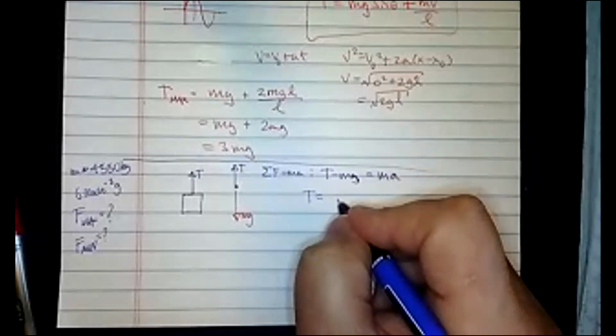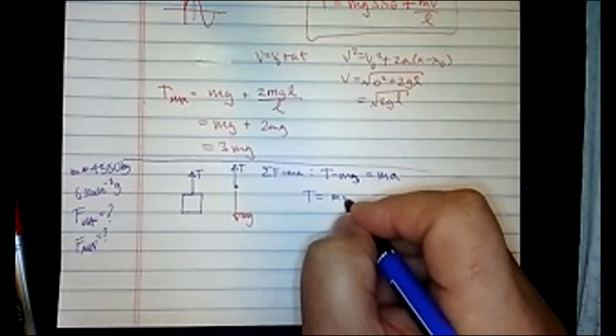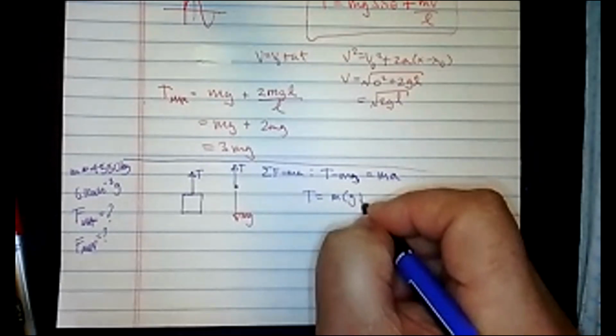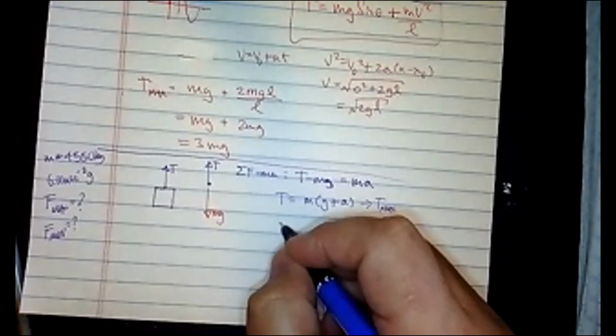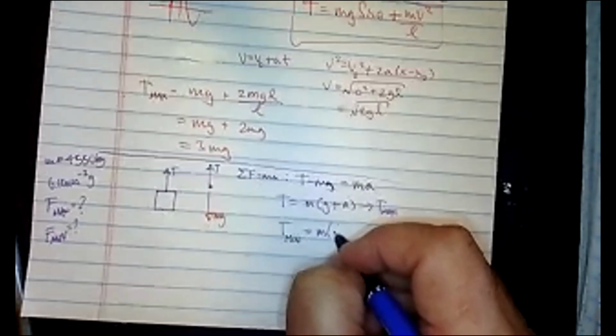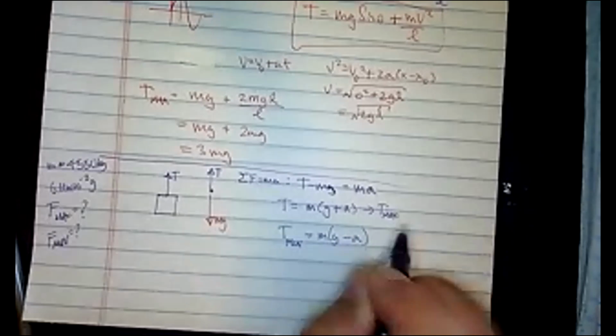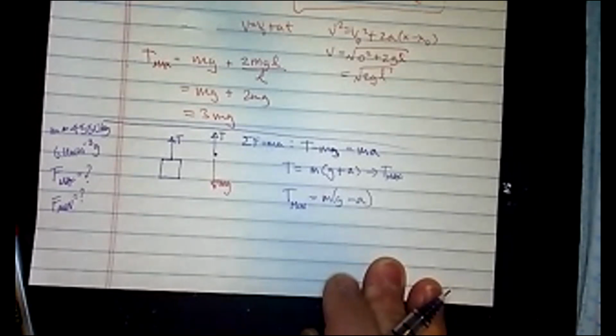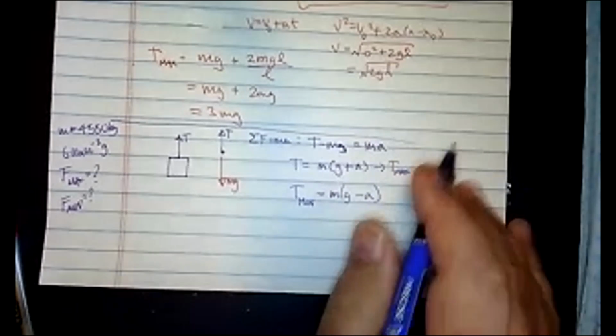So when a is positive, you can see that T is equal to m times (g plus a). That's the max case. But when it's accelerating downward, then T min would equal m times (g minus a). Does that make sense?